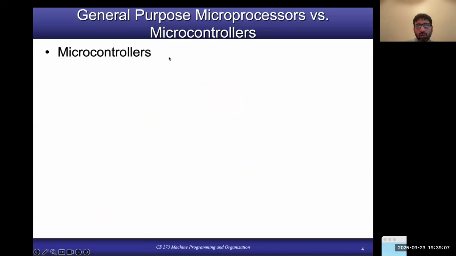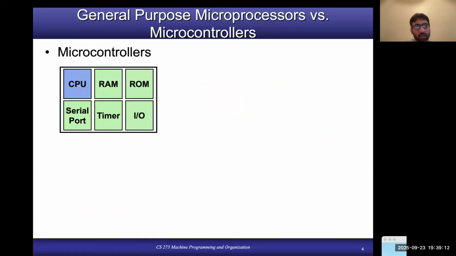So when we look at microcontrollers, on the other hand, the difference is that your CPU and the other components in your system, like your memories, peripherals or timers, are all on a single chip. So your whole system is built on a single chip.